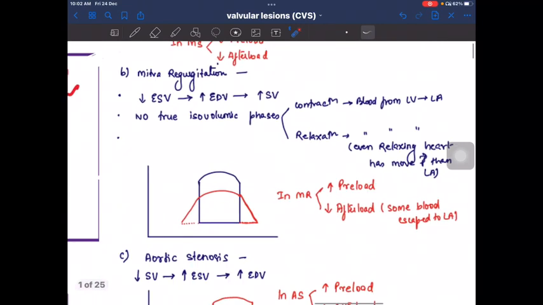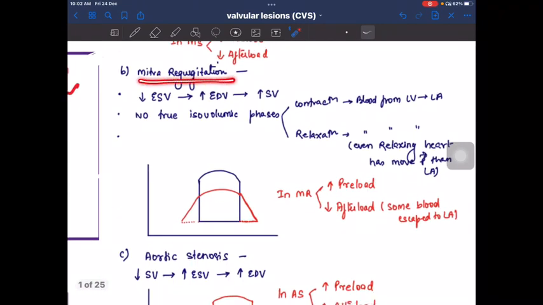You just take another lesion. This is mitral regurgitation. So blood is coming back into the left atrium. So after systole, more blood is leaving the ventricle. So there will be decreased end systolic volume. Due to this, there will be increased end diastolic volume. This is very important. Why is the EDV increasing? Because the blood that left the ventricle after systole, that blood will come back to the ventricle.